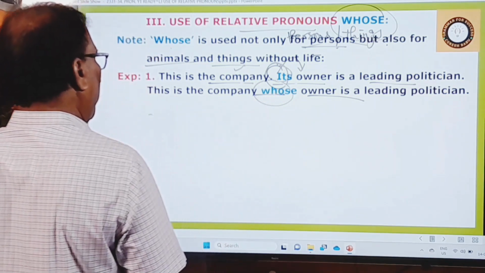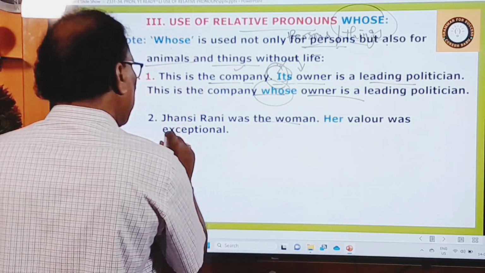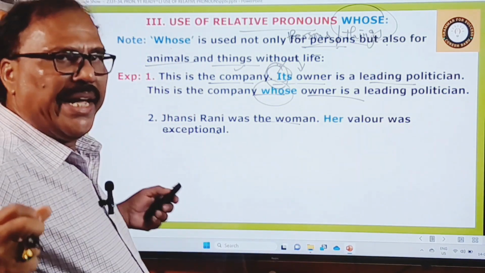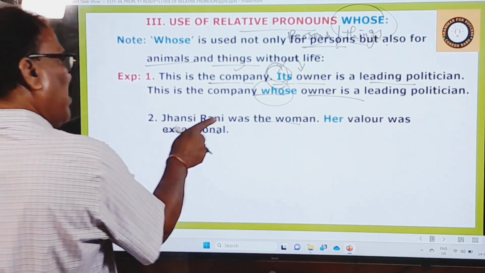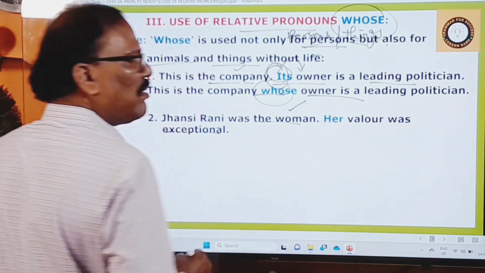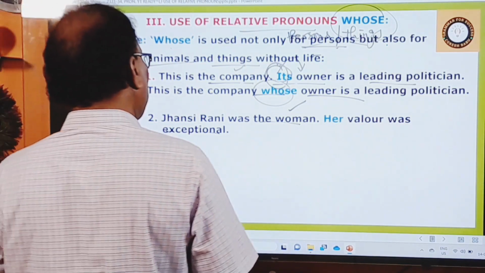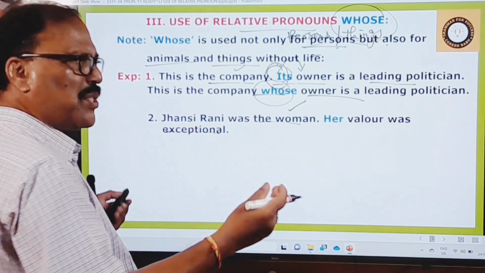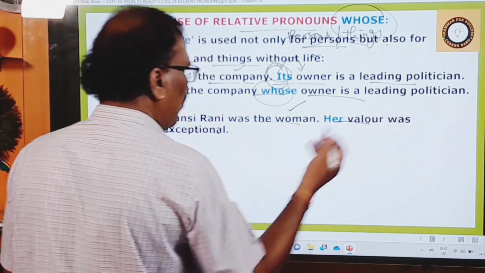That's all. And here, Jhansi Rani was the woman. Her valor was exceptional. Valor means courage, personal temerity, courage. Jhansi Ki Rani, you know very well. Jhansi Rani was the woman. You are talking about this woman, Jhansi Rani. Her valor was exceptional. Exceptional means extraordinary. You know that meaning. I'm not going to give you the meaning of valor, it means courage. Already you know that very well.